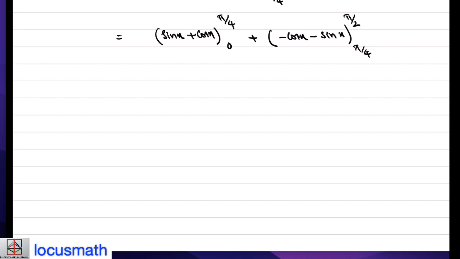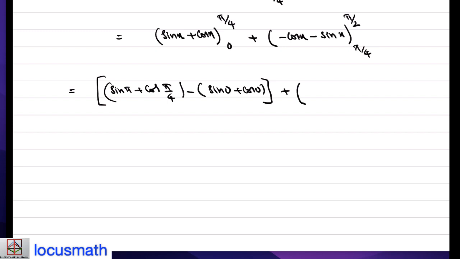Now substitute the upper limit, that is sin pi by 4 plus cos pi by 4, minus the lower limit, sin 0 plus cos 0. This is the first part, the A1 area. Plus for this one, minus cos pi by 2 minus sin pi by 2, minus of minus cos pi by 4 minus sin pi by 4.